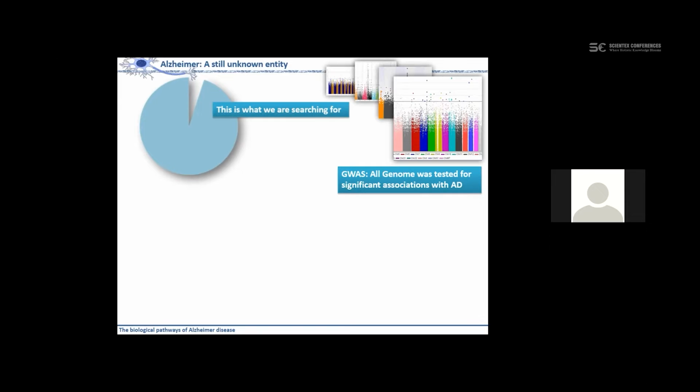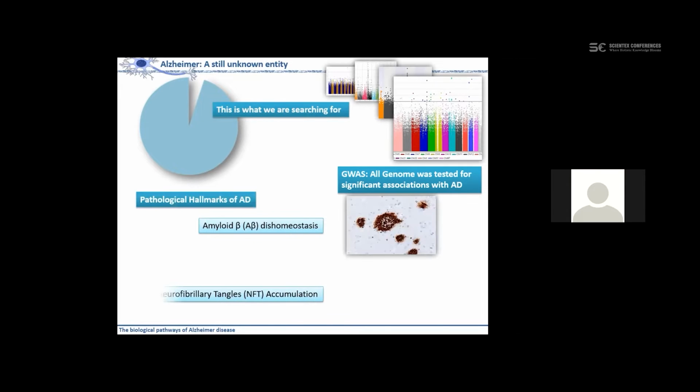We think that rather than single genes, a better approach would be investigating AD as an event related to alterations affecting entire biological pathways. Another thing that we know is that in all AD cases, we have an alteration of beta-amyloid homeostasis with accumulation in beta-amyloid plaques, as well as the development of neurofibrillary tangles, which ultimately lead to neuronal loss.